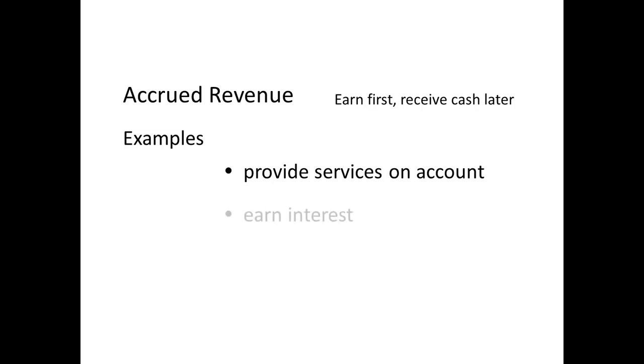In simple terms, an accrued revenue is where you earn first and receive cash later. Think about situations in which a business earns first and receives cash later. Common examples are providing services on account or earning interest. We'll use providing services on account as our accrued revenue adjusting entry example.